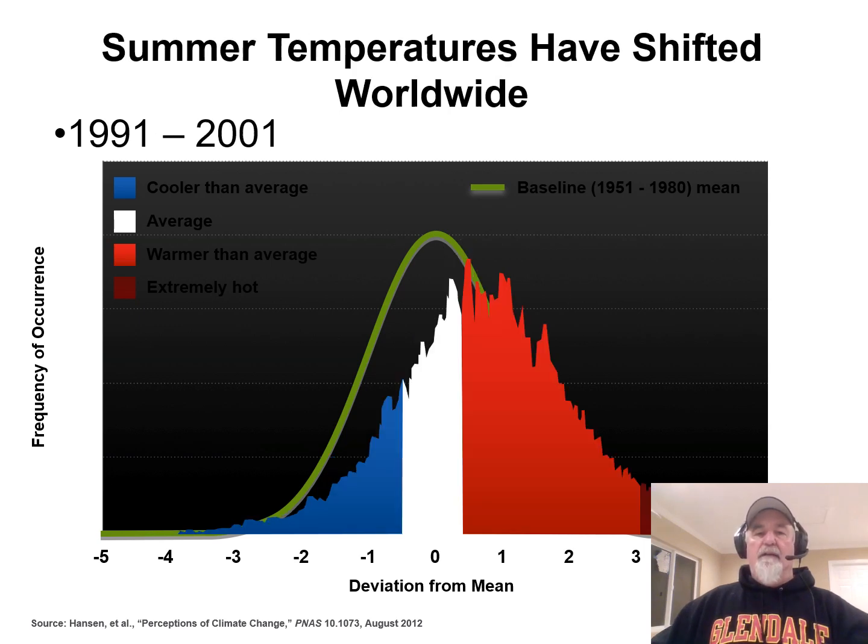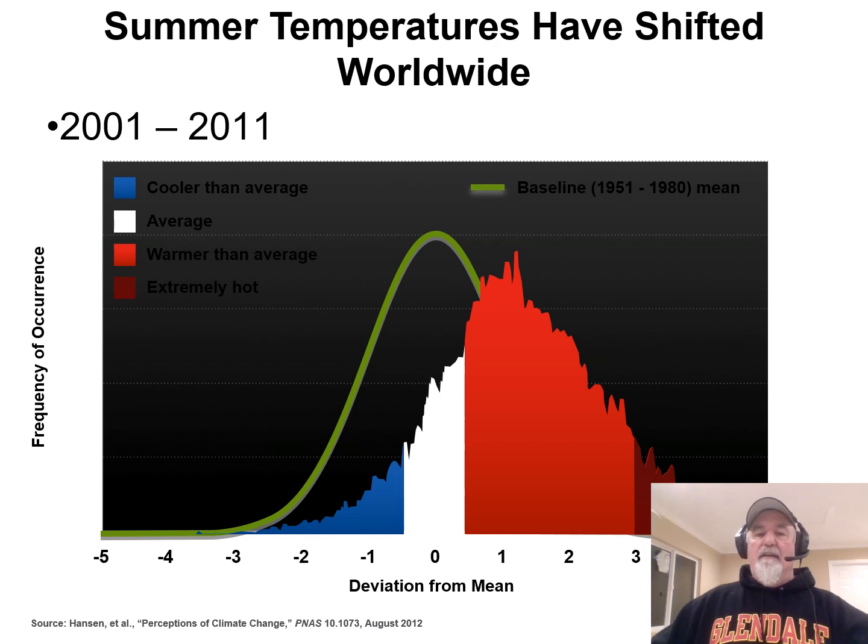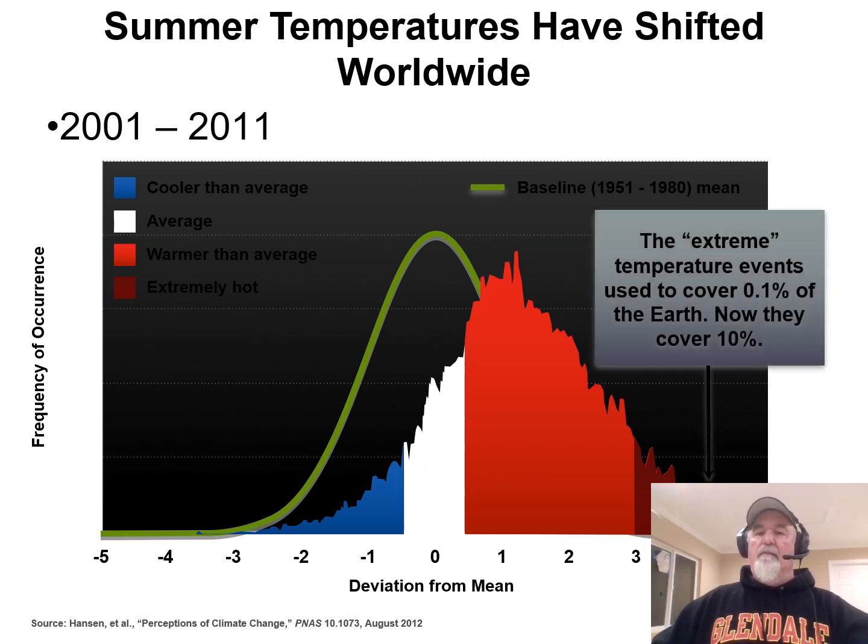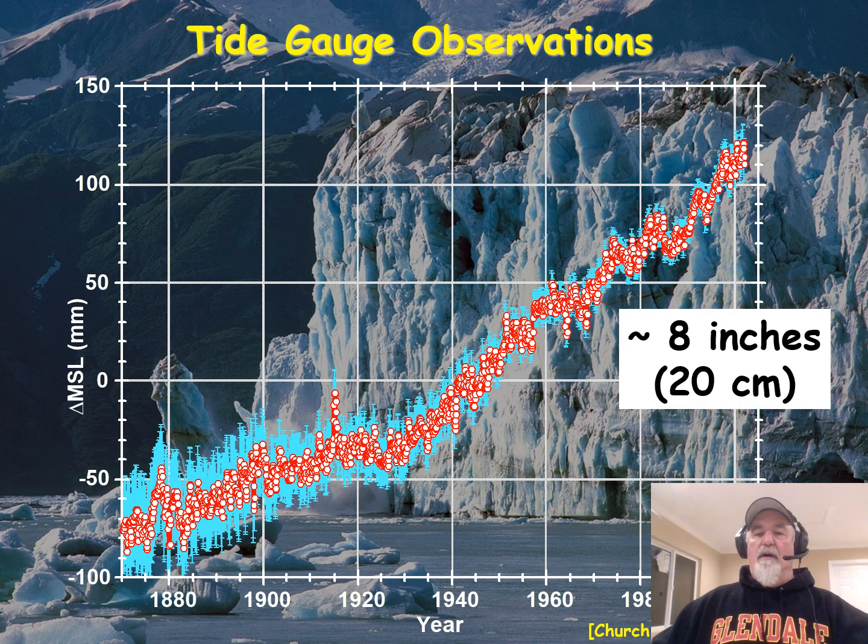Continue on here into the 90s, and now we see shifting even more to the right. We start to pick up some extreme events. Into the 2000s, now we're really shifted. What that's telling us is that we're getting a lot more of these extremely hot temperature events. We're getting a lot fewer of these extreme cold events, and we're not seeing too much of what we used to consider to be average. Now we are basically living in a very warm time compared to the past. So extreme temperatures used to cover 0.1% of the Earth. Now they cover a full 10%. It's quite worrisome.